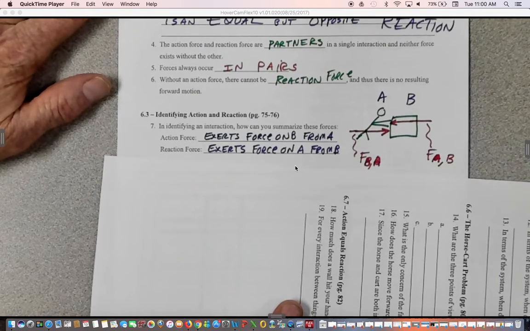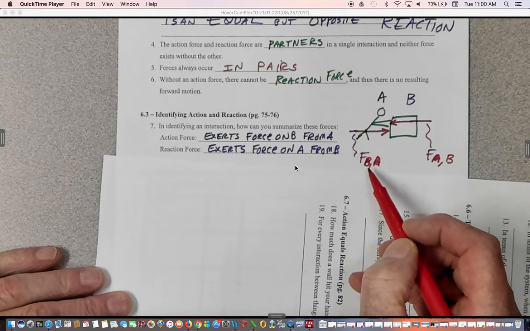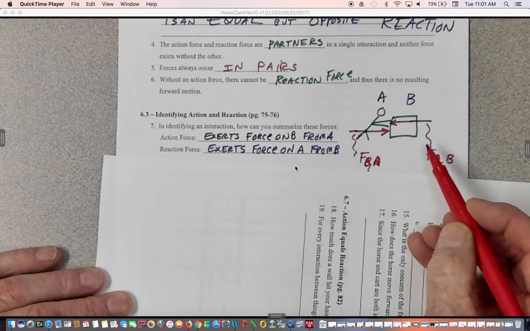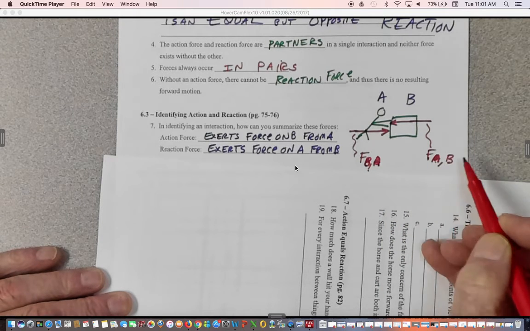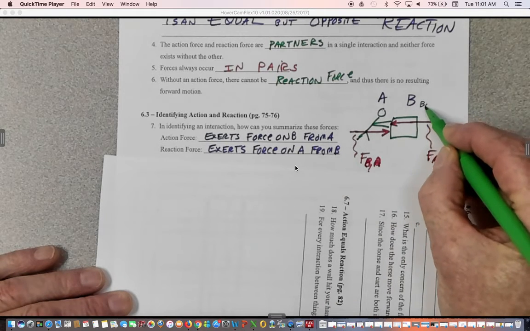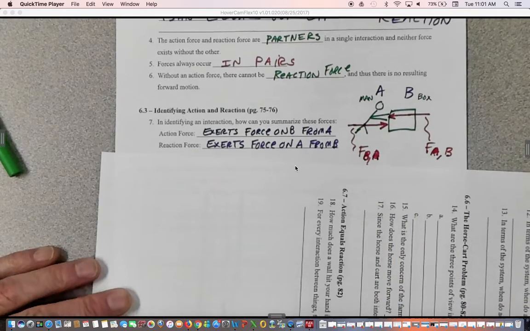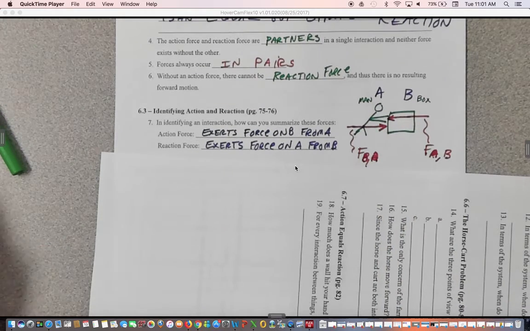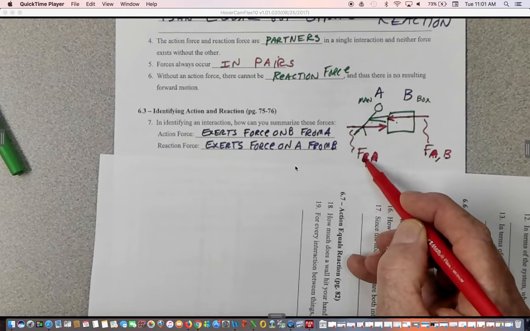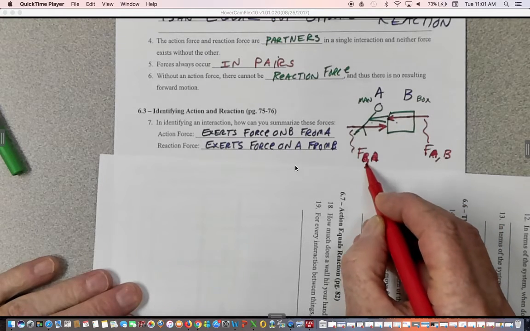Now, I drew a figure over here of a man pushing a box. This is the force on B from A. This is the force on A from B. B being the box, A being the man or woman, the person. So the force I put on the box is the force on the box from me. The comma means from.